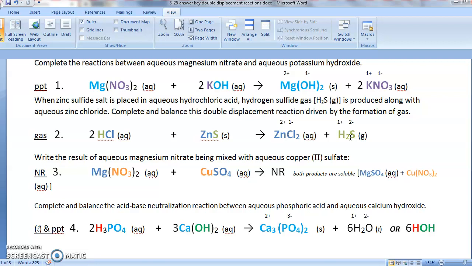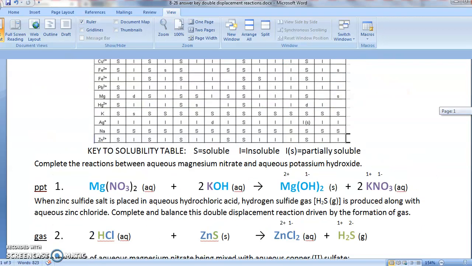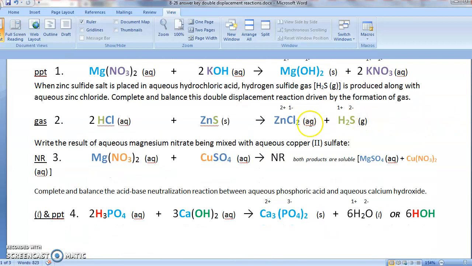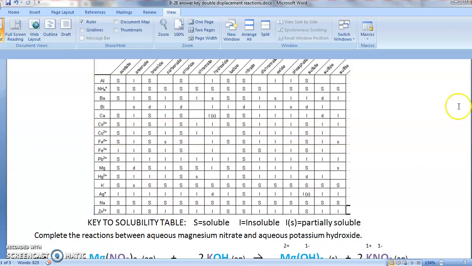This is another of the driving forces of a double displacement reaction. Formation of the gas, it's the second one. So what drives this double displacement reaction to occur is a gas. Remember, double displacement reactions happen when the first thing here ends up with the second thing here. These two green things end up together and leave behind the zinc chloride floating around in solution. The zinc chloride will stay in solution.